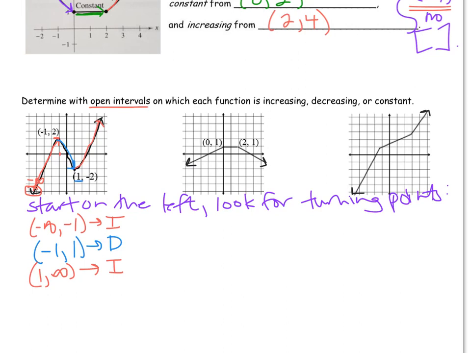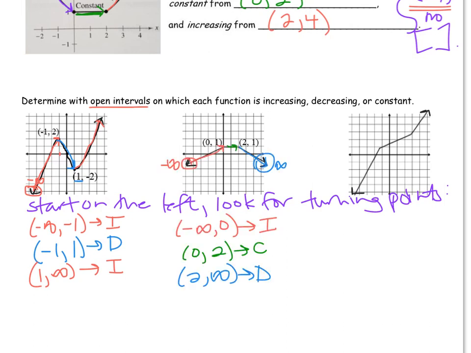From left to right, see if you can determine when it's increasing, decreasing, or constant. And then press play and see how you did. Again, the key on these is to start on the left-hand side and go towards the right-hand side. With those arrows, that means it's going towards negative infinity on the left. But as you move to the right, it increases all the way till x equals 0. So from negative infinity to 0, the graph is increasing.